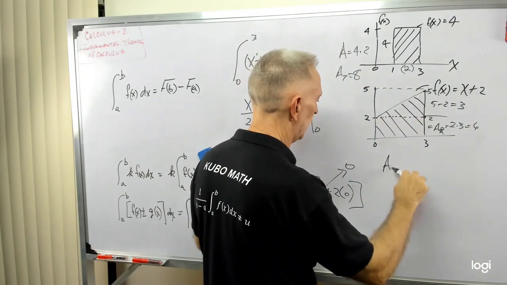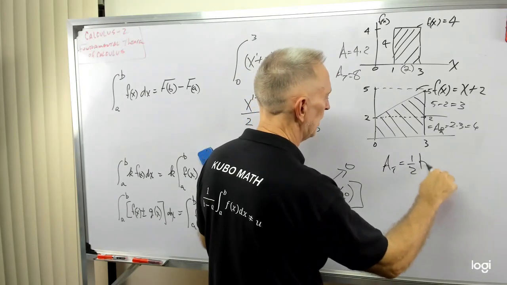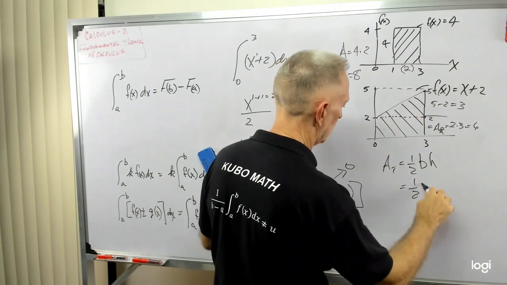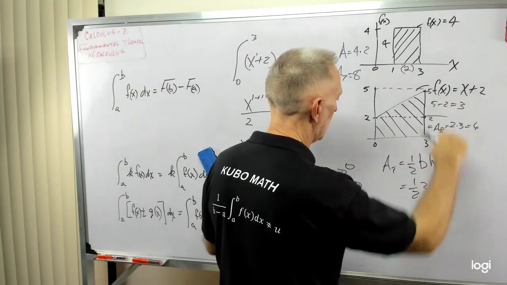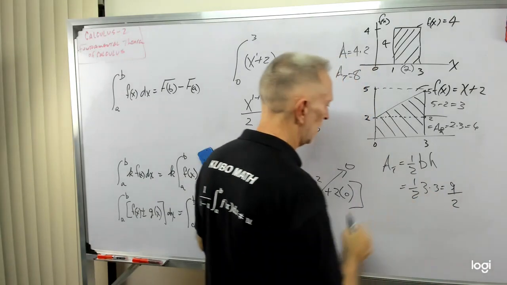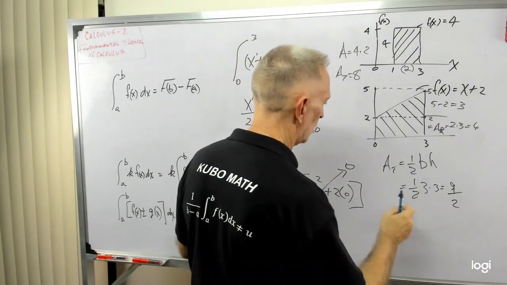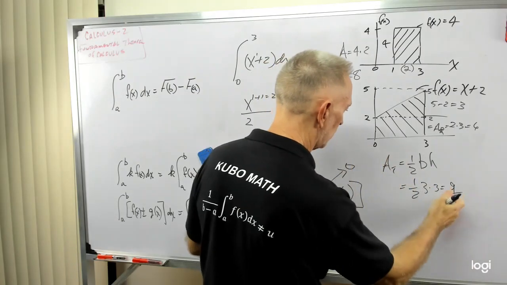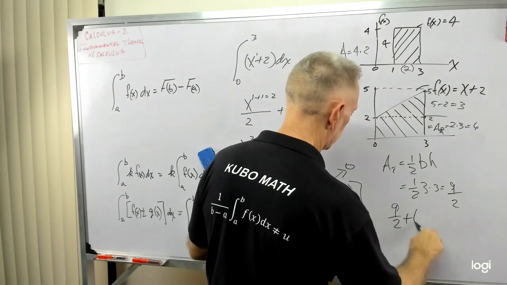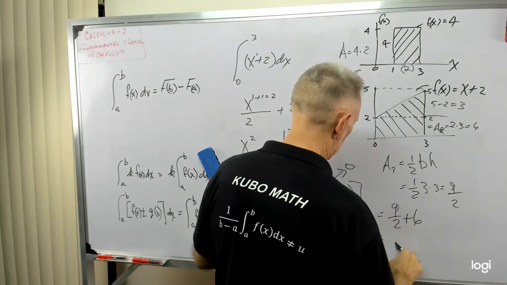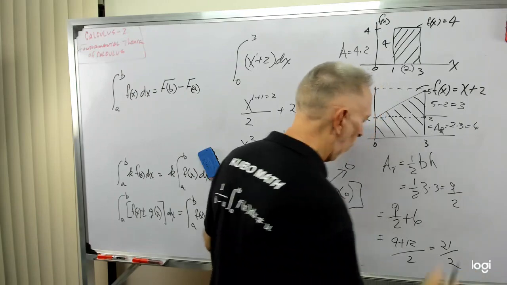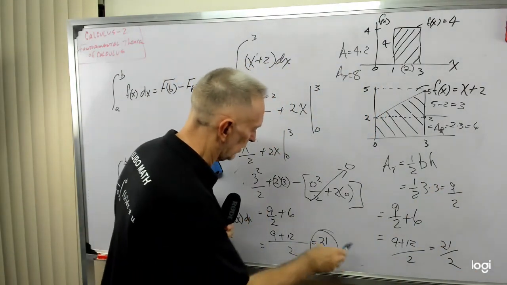So now the area of that triangle is 1/2 the base times the height, equals 1/2 the base, which was 3, 3 minus 0, times the height, which was 3, and that equals 9 over 2. 3 times 3 is 9 divided by 2. So what do we have here? 6 plus 9 over 2, or 9 over 2 plus 6. And that equals 9 plus 12 over 2, equals 21 over 2, which is what we had by integrating that.